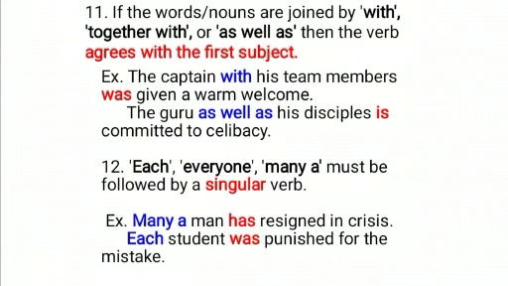The next rule. If the nouns or the words are joined by with, together with, or as well as, the verb agrees with the first subject. Here you should see that the nouns are joined together by with or as well as or together with. Then you have to see that the verb agrees with the first subject.